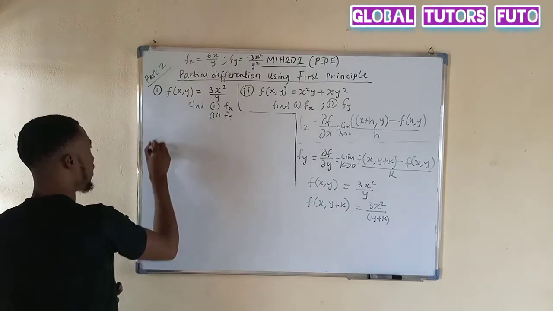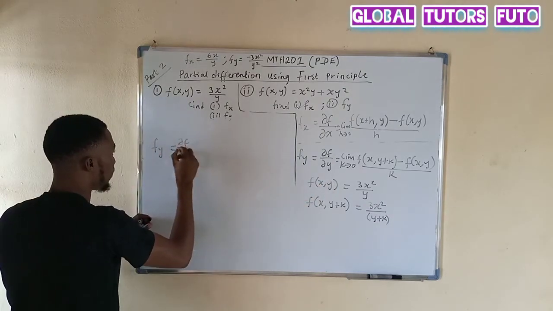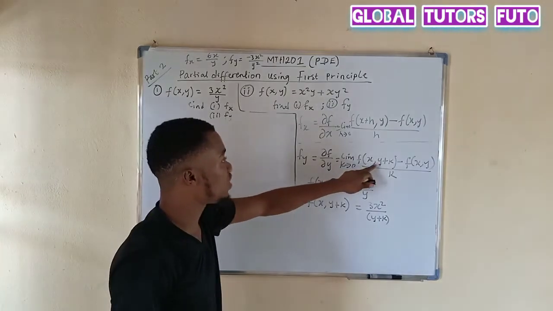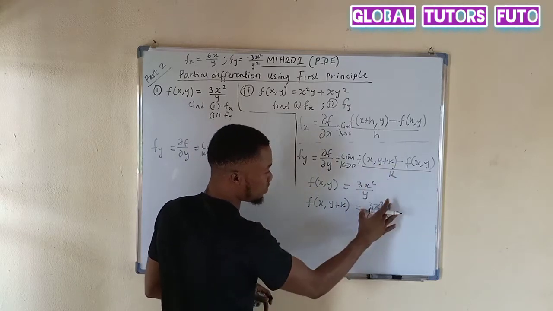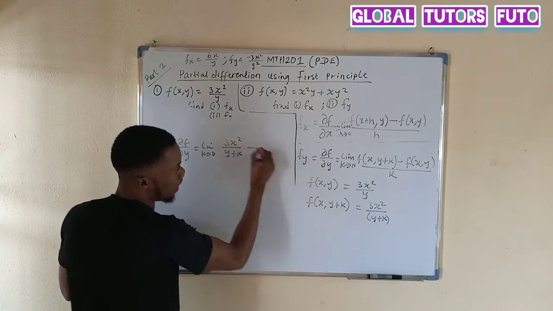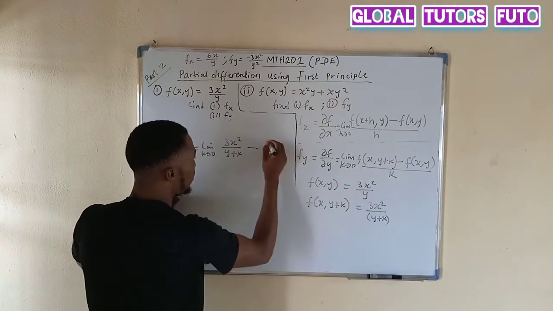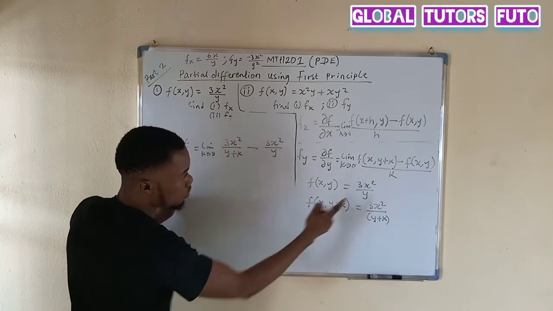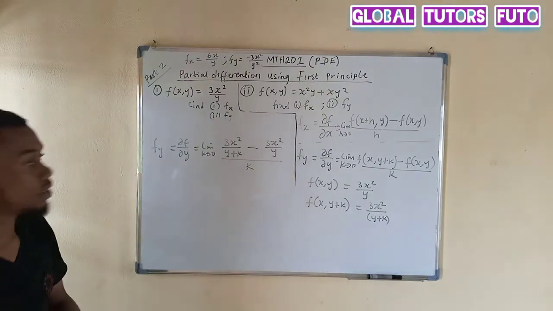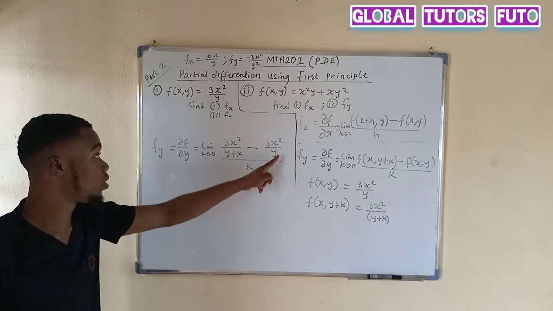So now, f sub y will be equal to the f dy, which is the limit as k goes to 0. So k is the change in y. So this is f of x comma y plus k, which is 3x squared over y plus k, minus f of x comma y, which is 3x squared over y. So everything will now be over k. What next? Here we are going to find the LCM. Our LCM is the product of this and this.